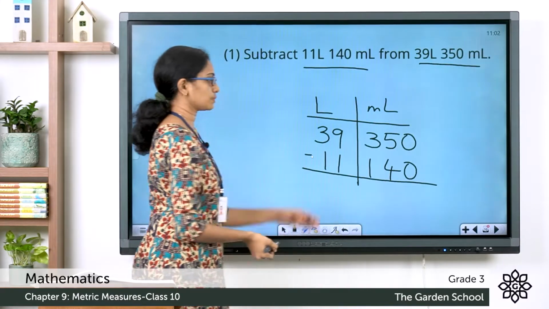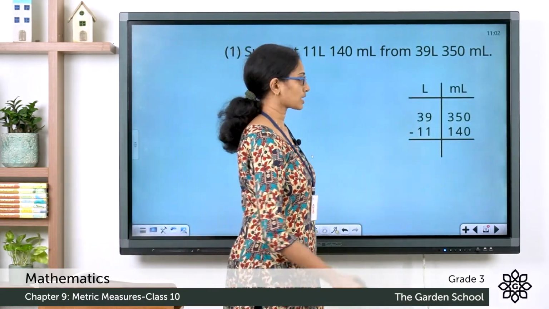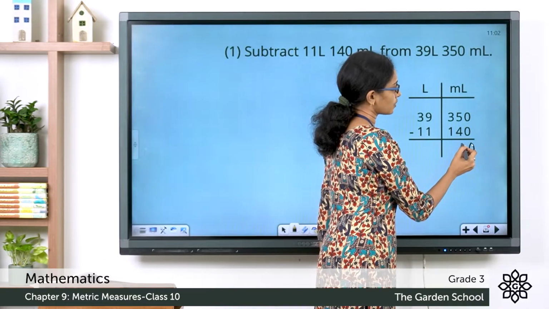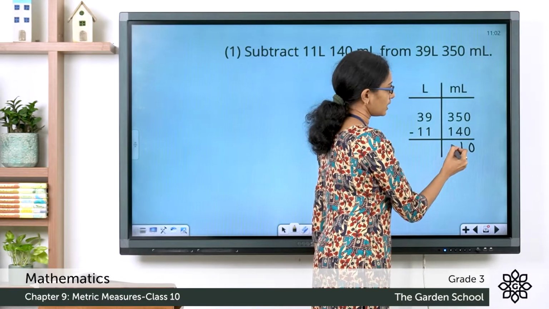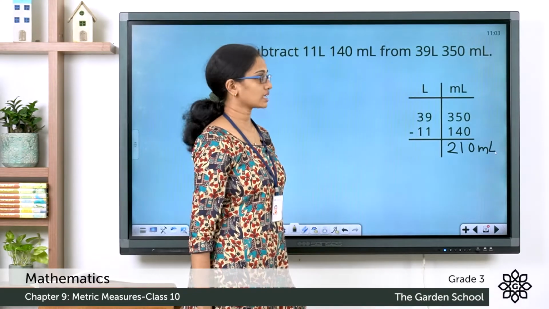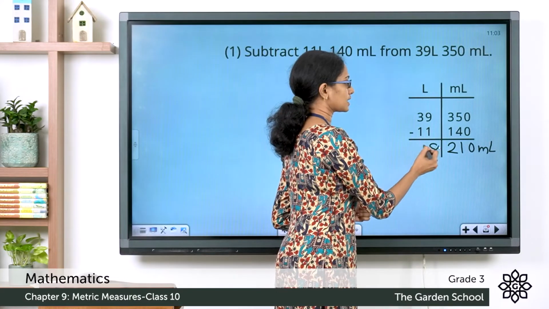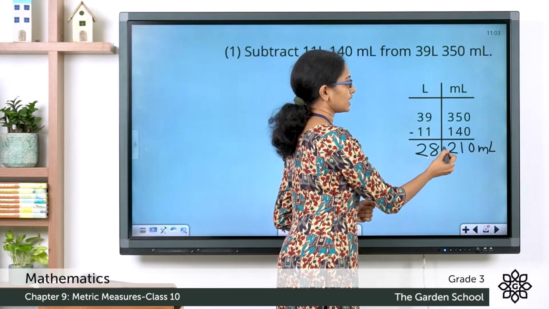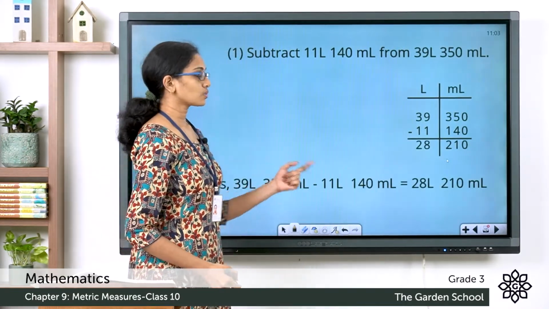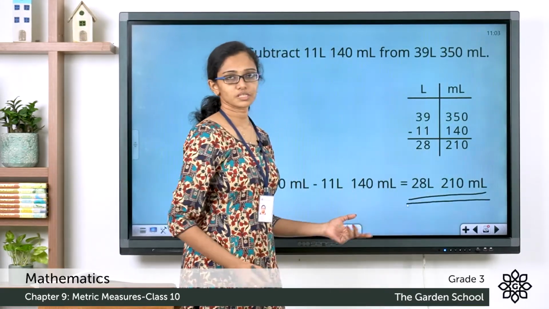Now we have to subtract the measurements. Starting from the milliliter column, let's do the subtraction. It's 0 minus 0, 0. 5 minus 4 is equal to 1. Now 3 minus 1 is equal to 2. So here we have 210 milliliters. Now in the liter column we have 9 minus 1, 8, and 3 minus 1, 2. So it is 28 liters. What is the difference? The difference is equal to 28 liters and 210 milliliters. I hope this is clear to you.